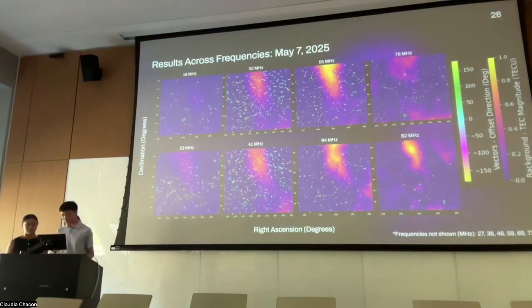And then this is our results across different frequencies. All these plots represent the same 10-second snapshot of the sky. This was on May 7th, 2025 at a local time of 2:51 a.m. It is at the OVRO-LWA array.